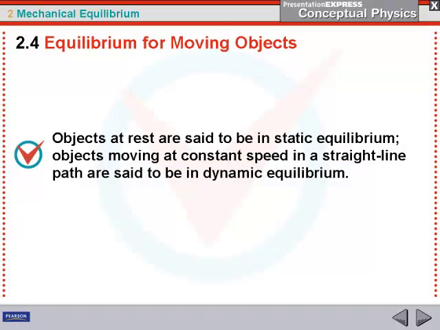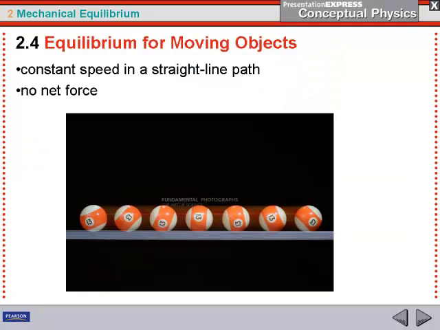Section 2.4, equilibrium for moving objects. Objects at rest are said to be in static equilibrium. Objects moving at constant speed in a straight line path are said to be in dynamic equilibrium. The state of rest is only one form of equilibrium. An object moving at constant speed in a straight line path is also in a state of equilibrium. Once in motion, if there is no net force to change the state of motion, it is in equilibrium.